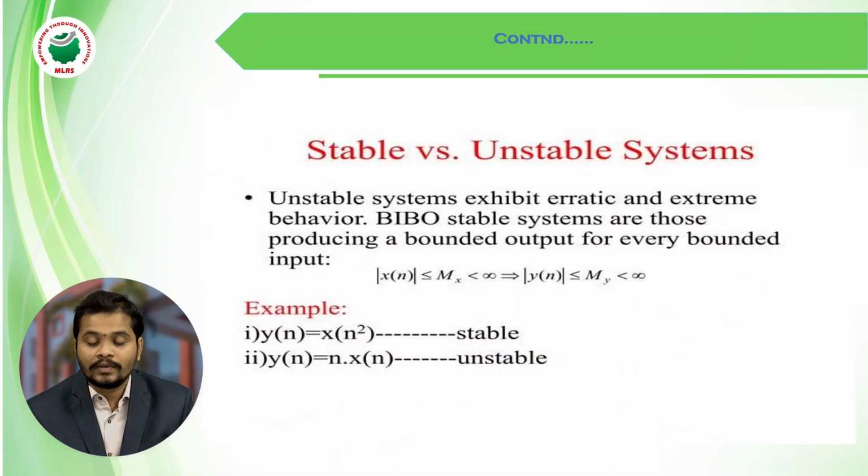So this is the thing. Coming to the stable versus unstable system. A stable system is nothing but one which gives a bounded output for a bounded input.